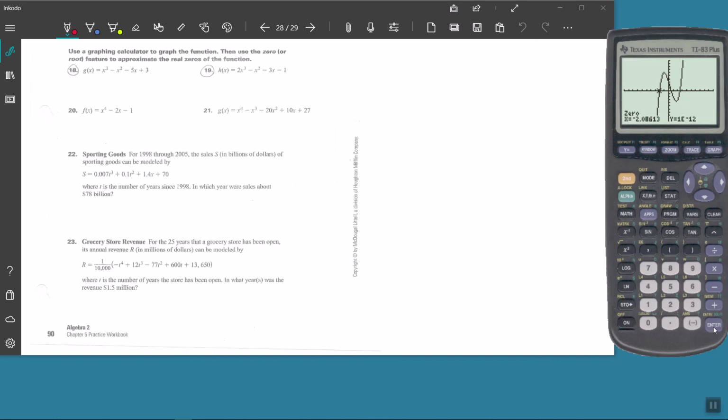And when I do that, I should end up with negative 2.08. You could round it to negative 2.09. And that's one of those zeros. Okay, so that's the leftmost 0. So you write that down on your worksheet.